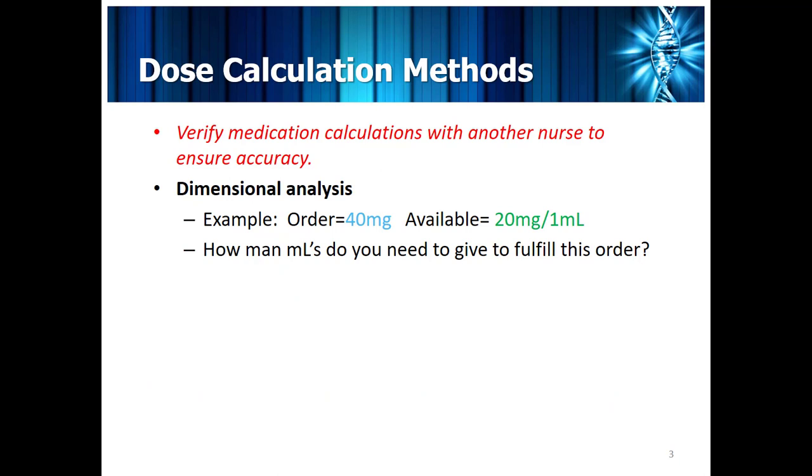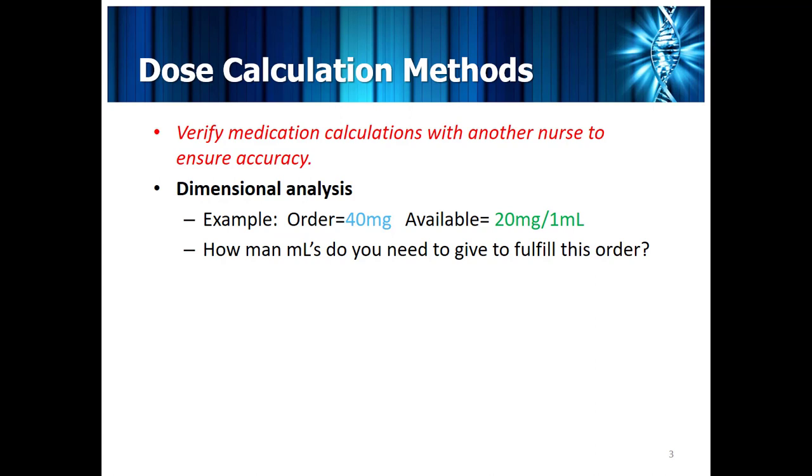So let's get started with a practice question. The idea for calculations, first off, is when you do them, you need to make sure you have another nurse ensure your accuracy. If you have to do the calculation, you need to make sure that it is accurate, and the best way to do that is to have a second person check that.